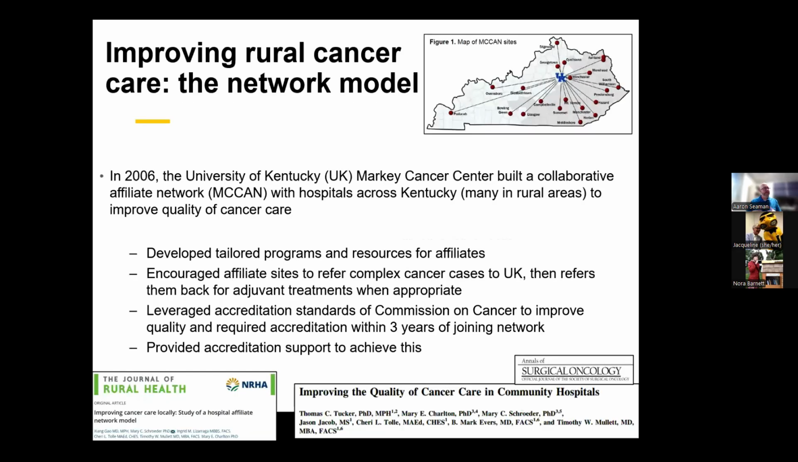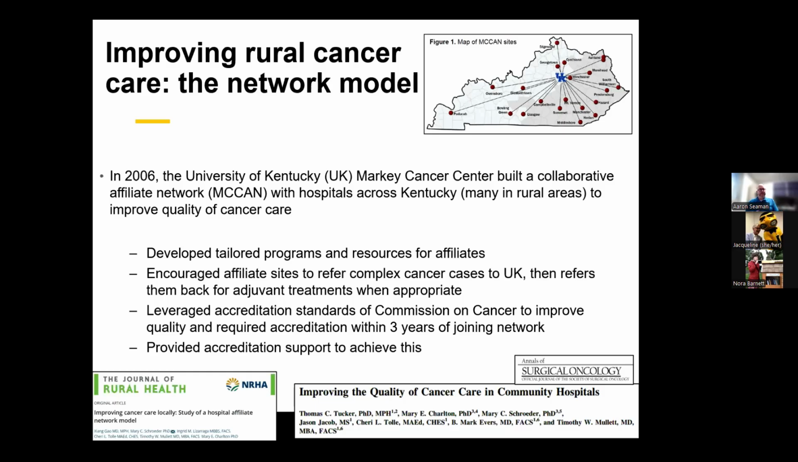So one way to think about addressing this challenge is the network model. In 2006, the University of Kentucky Markey Cancer Center built a collaborative affiliate network, with hospitals across Kentucky, many of which were in rural areas, to improve quality of cancer care. You can see the map there with UK in the center and the satellite hospitals and affiliate hospitals located around it. As part of their program, which grew organically over the course of several years, they developed tailored programs and resources for affiliates.